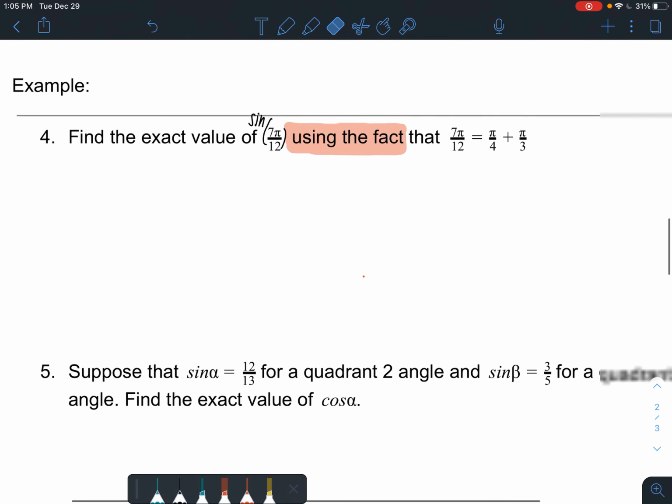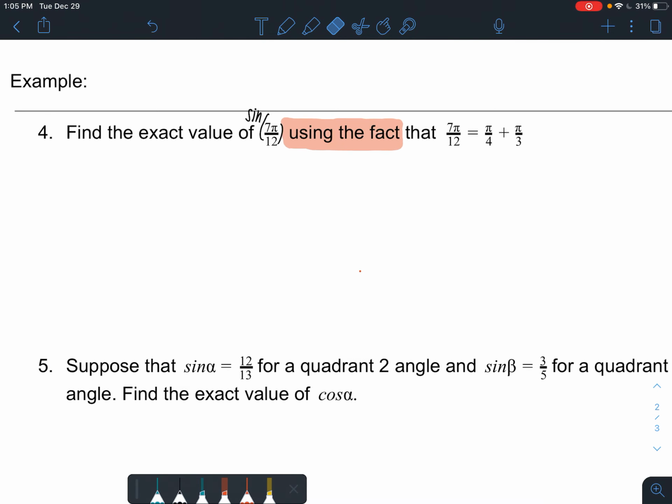All right. So it says find the exact value of sine of 7 pi over 12 using the fact that 7 pi over 12 equals pi over 4 plus pi over 3. So sine of 7 pi over 12 is equal to sine of pi over 4 plus pi over 3. And then we want to use that sum formula. So I'm going to call this my alpha and this my beta.